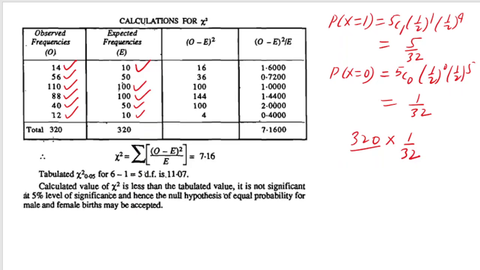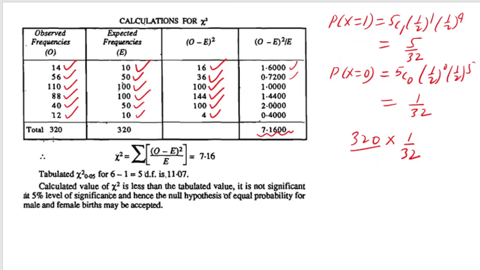Next, what we have to do, we have to calculate (O minus E) square. So 14 minus 10, that is 4, 4 square is 16. 56 minus 50, 6 square is 36. 110 minus 100, that is 10, 10 square is 100. 88 minus 100, minus 12, minus 12 square is 144. 40 minus 50, minus 10, minus 10 square is 100, and 12 minus 10 is 2, 2 square is 4. Then I divide each of them by expected frequency. So 16 by 10, this, 36 by 50, this, and so on.